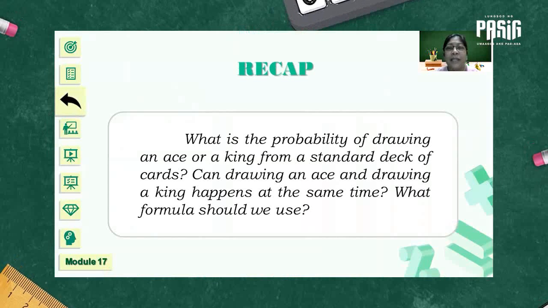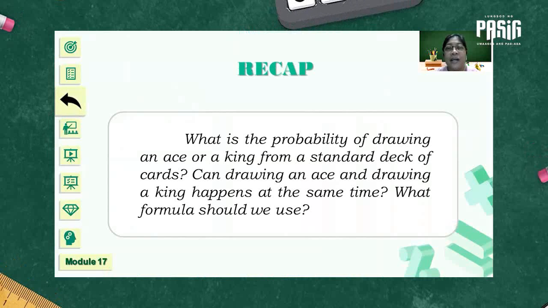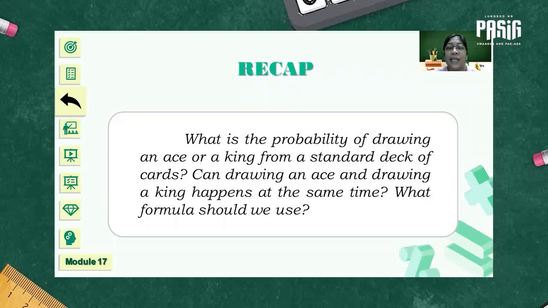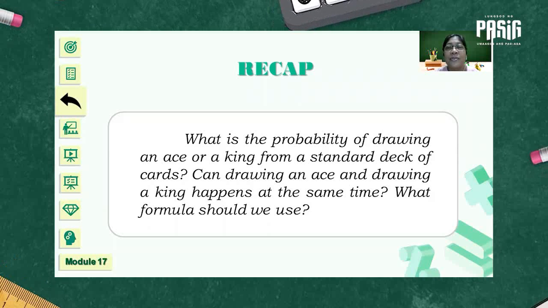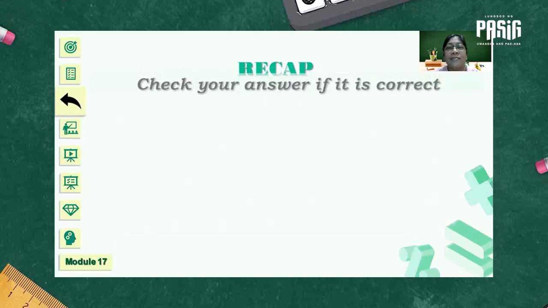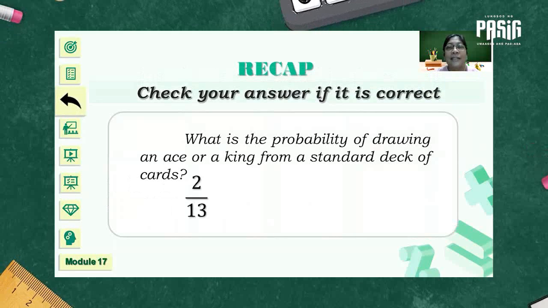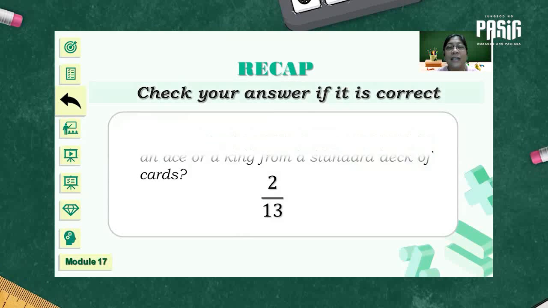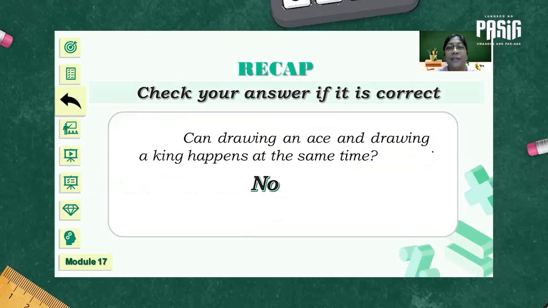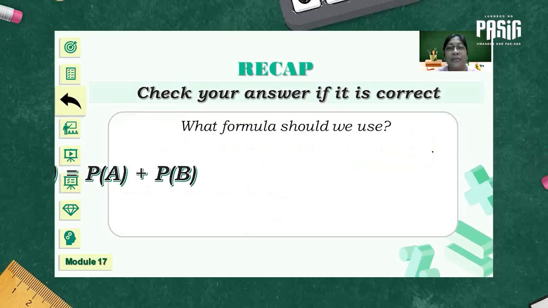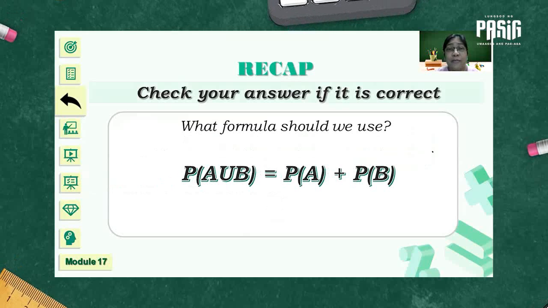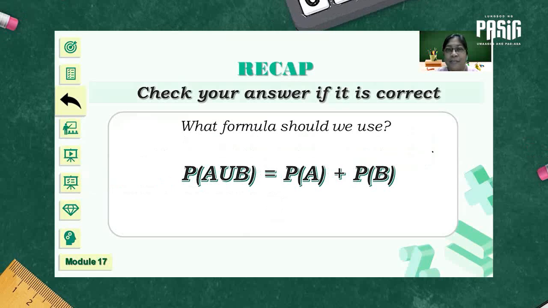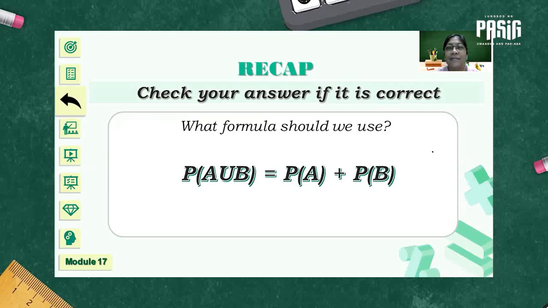What is the probability of drawing an ace or a king from a standard deck of cards? When drawing an ace and drawing a king happens at the same time, what formula should we use? The answer for number 1 is 2/13. For number 2, it's a no. And for number 3, this is the formula. I hope you made a perfect score. If not, review your VL number 15.